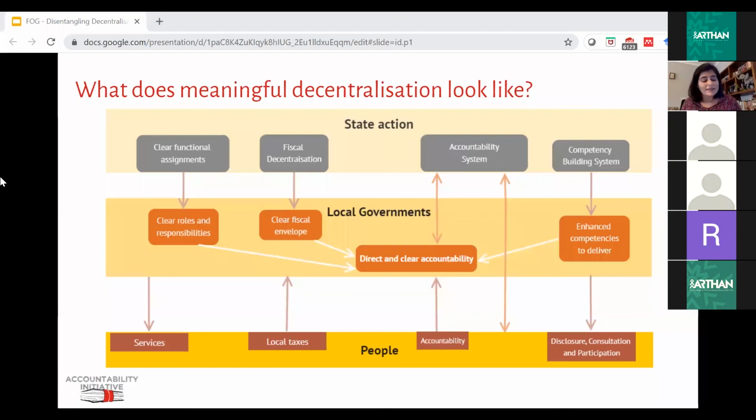It is a little bit idealistic, it is a little bit simplistic, but it can pose as a starting point to start to untangle or detangle this web of decentralized governance in India today.